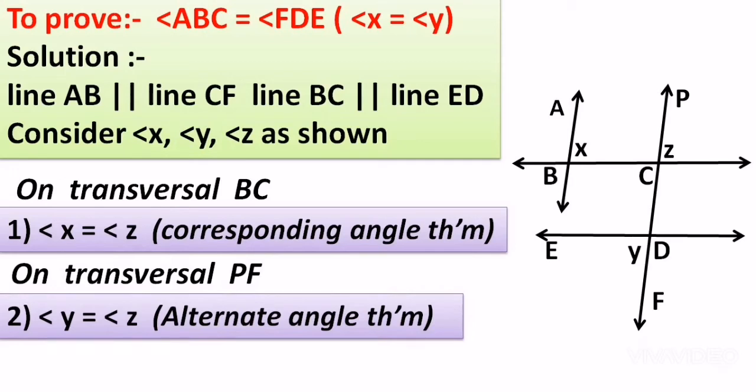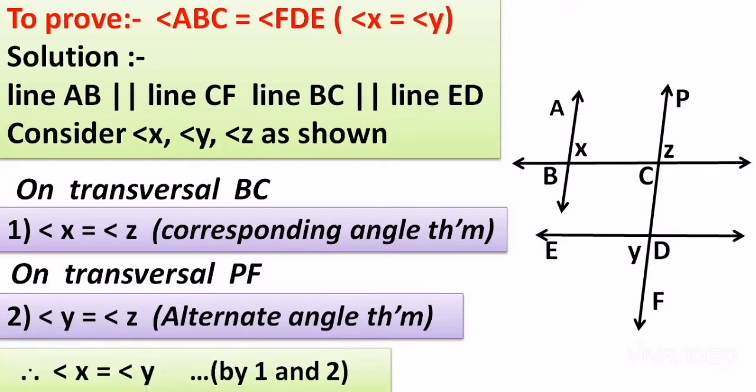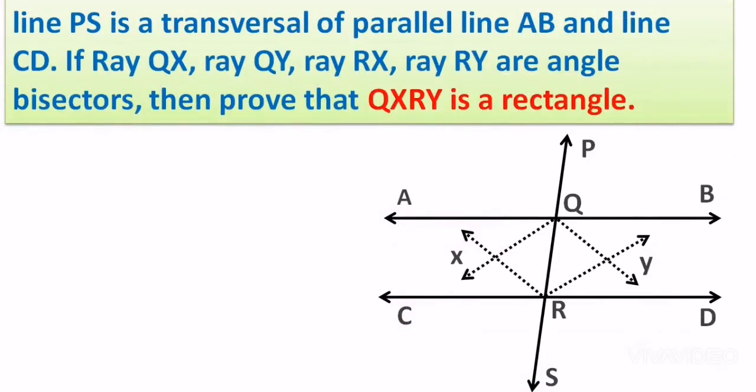Okay, and which theorem do we have to utilize? Alternate angle theorem, correct? Now if you observe 1 and 2, you can say Z is the common bridge between them, and that is why angle X equals angle Y, and if angle X equals angle Y, that means I have proved angle ABC equals angle FDE, and that was my target, right? So let's go on. And this is one of the toughest questions, not toughest, we can say it is the lengthiest question of your full chapter.